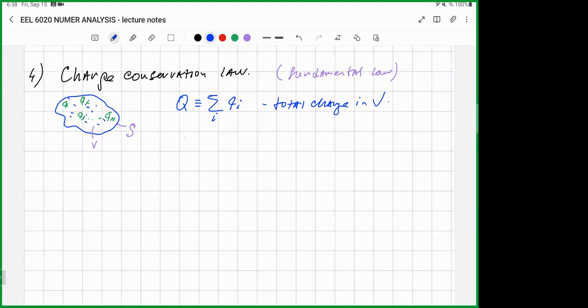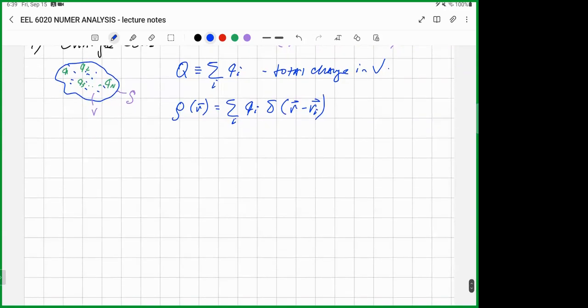Okay, and as we discussed, in these cases when we deal with many charges, it's instructive to introduce the charge density function, rho of r, which is given by summation over all charges in the system times the delta function. Okay? And as we proved last time, if I integrate this charge density over the volume of the object, I will get the total charge in my system, the integral of rho dV.